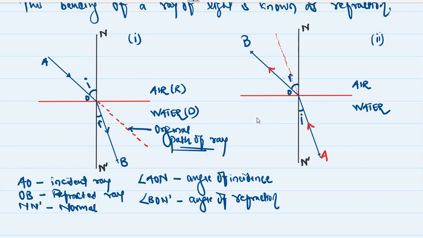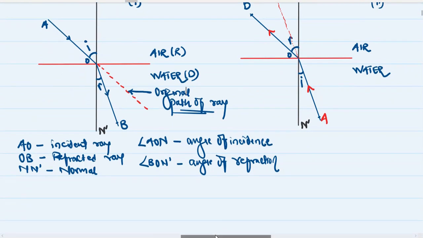Now you must be thinking rarer and denser in terms of physical density. No, I'm not talking about the physical density of these two media. Water is definitely physically denser than air. But what I'm talking about over here is the optical density of the medium. The optical density of air is lesser than the optical density of water. So what does this optical density mean? Let me show you.